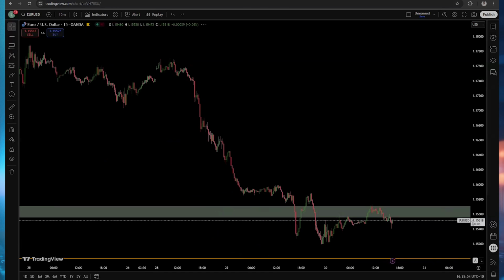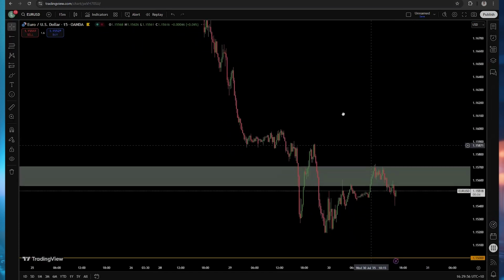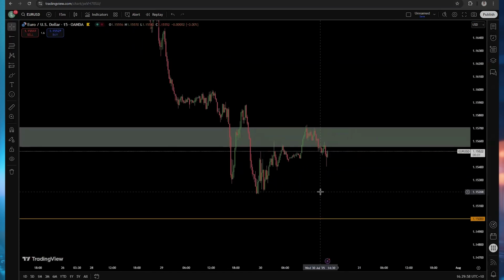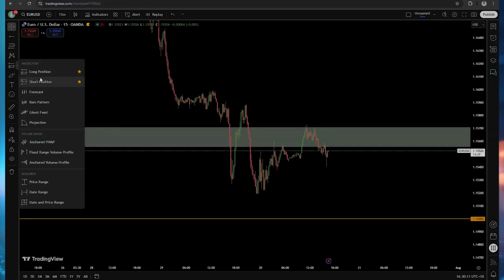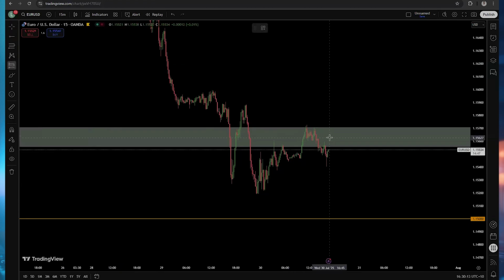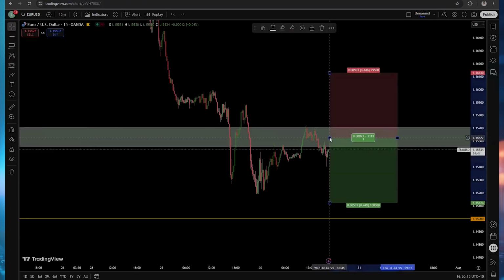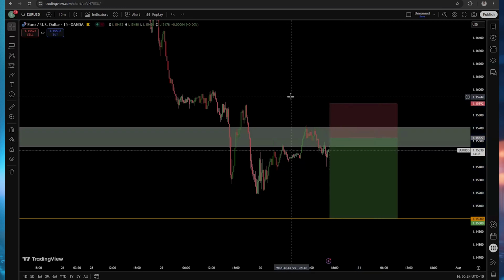What about if I don't get hit? Well, then we move to the next one. Sometimes the market really isn't for us on that day, so we just leave that aside and move to the next one. But let's have a look at how that position would look. Over here we have the take profit at 1.15, which is what I mentioned before that I was looking to target.